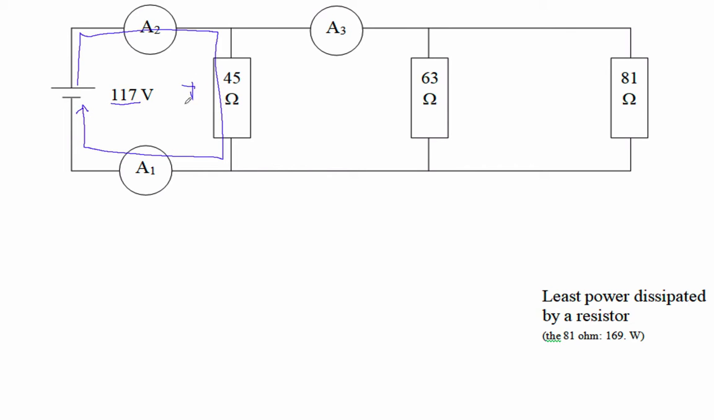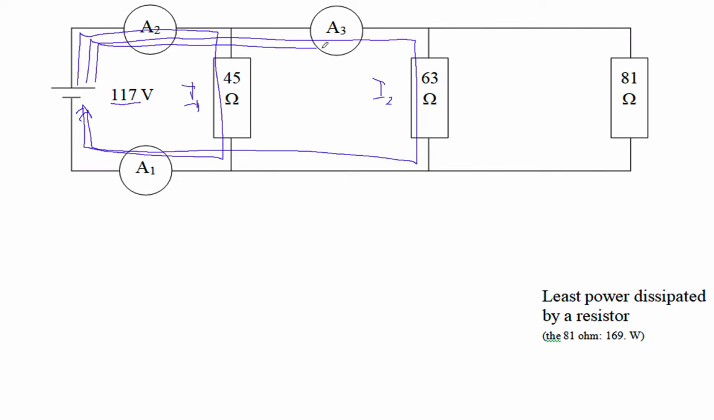I'll call that I1. And then I2 also goes through that ammeter and goes through this ammeter and then goes through that resistor and then back through that ammeter and back to the battery. And I'll call that I2. And then the final current goes through that ammeter and that ammeter, through this resistor, through this ammeter, and back. I'll call that I3.